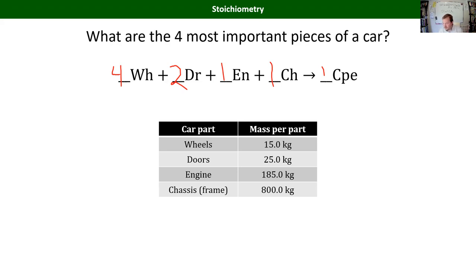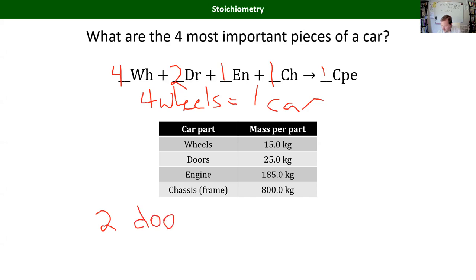This is going to allow us to come up with those conversions that allow us to say, okay, well, for every four wheels equals one car, or two doors means I need to use four wheels. Every time I use two doors, I also use four wheels, right? If you have a balanced reaction, any combination of the coefficients can be used to write a conversion. And that's going to allow us to convert back and forth between different types of objects or different compounds.